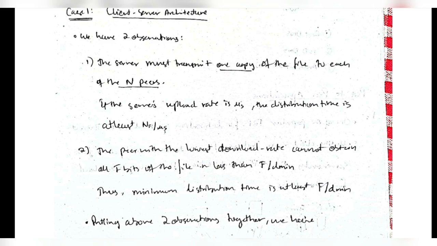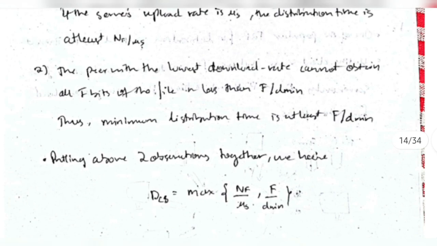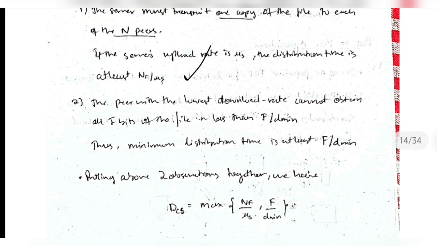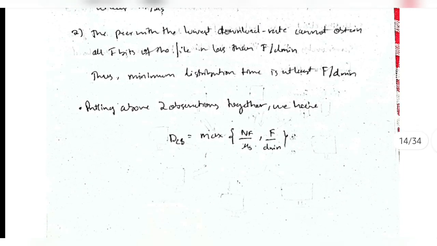Also the clients need to receive it. To receive it, if d minimum is the download rate and the size of the file is F, the minimum distribution time will be F by d minimum. Now the maximum time among these is what matters, because if this is more, the total time will be this one, and if that is more, the total time will be that one. So we take the max value of these. That is the time required for distribution in client-server architecture.